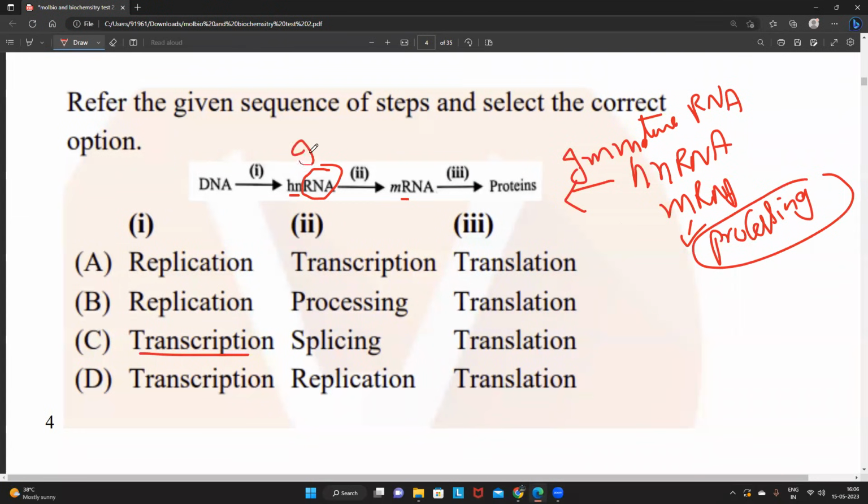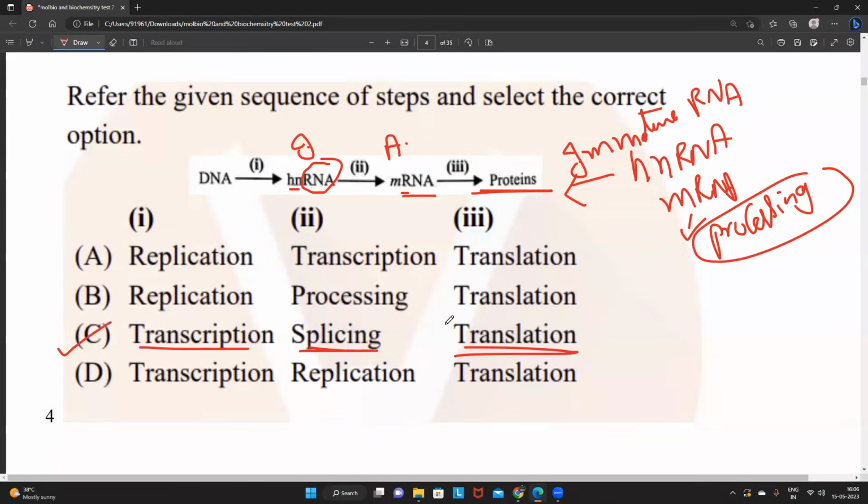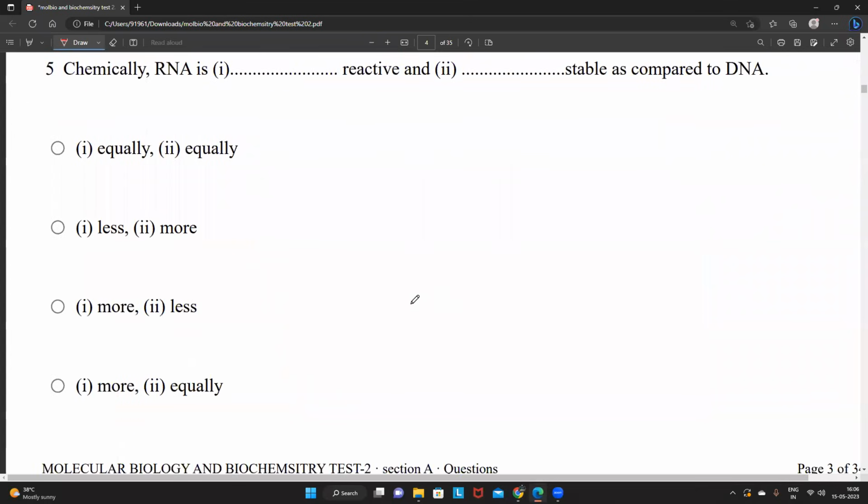Now, inactive mRNA, we are converting into active mRNA. How can we convert the inactive mRNA into active mRNA? By the process of splicing, which is one of the modifications. Then mRNA is going to give rise to what? Proteins, which is translation. Hence, the correct answer is C. Simple point. Now, question number 5. Everyone pay attention.